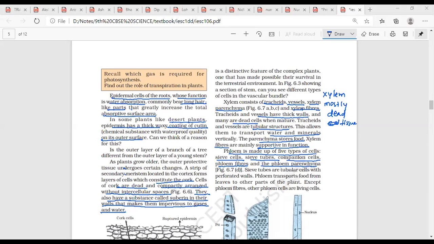Ma'am, I have a doubt. Ma'am, could you repeat the phloem transportation? Bidirectional. That is from leaves to any part. Okay, ma'am.